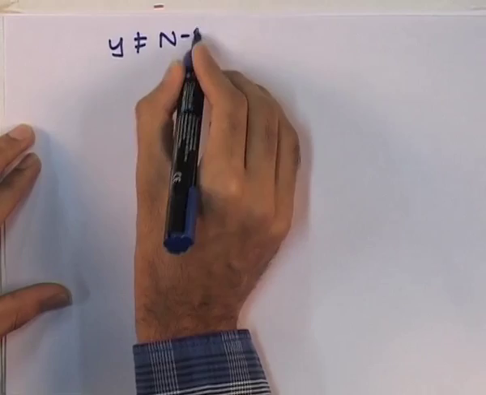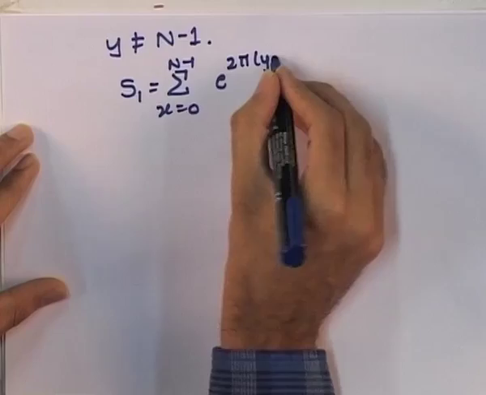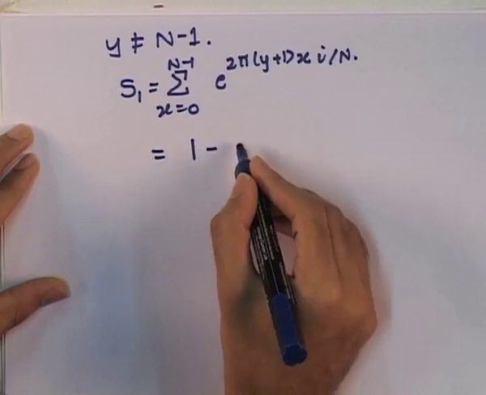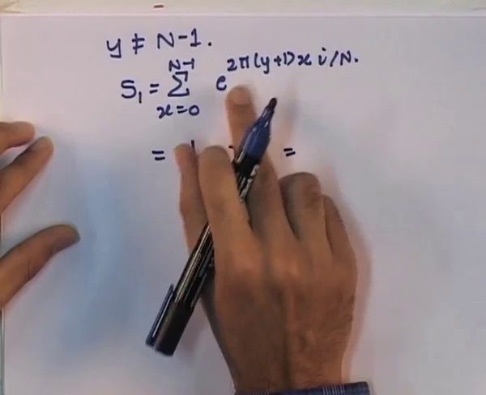So, when y is not equal to n minus 1, the first summation is the sum over x from 0 to n minus 1 of e raised to 2 pi (y plus 1) x i upon n. Now, this is clearly the sum of a geometric series. So, this should be given by (1 minus r raised to n) upon (1 minus r), where r is the ratio in the geometric series. And the ratio is e raised to 2 pi (y plus 1) i upon n.